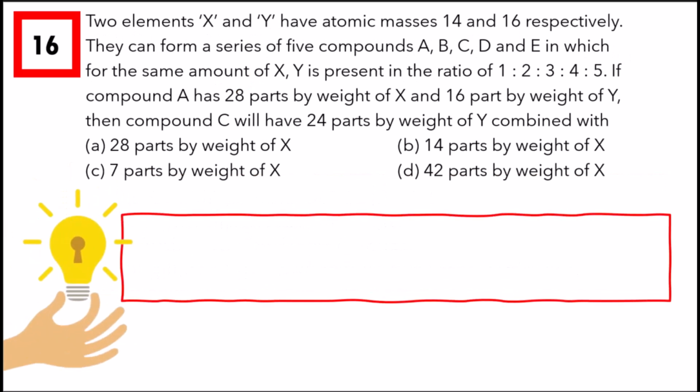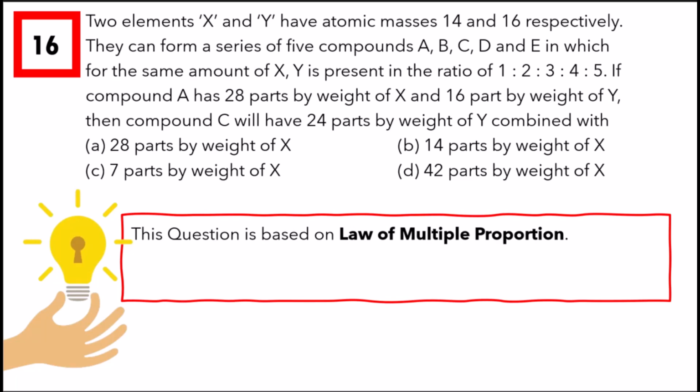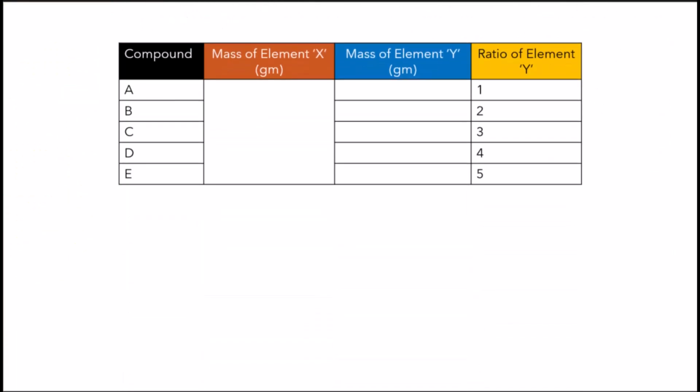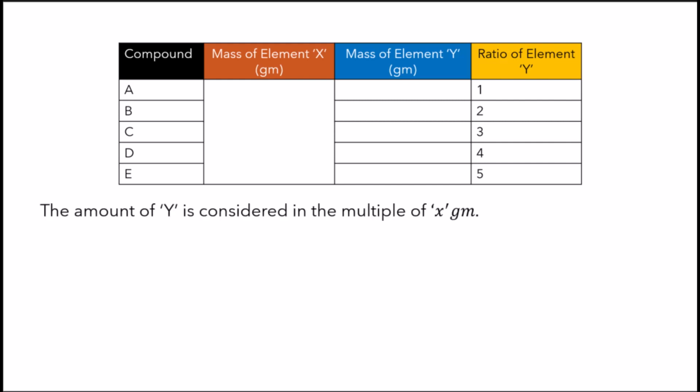Now, this question is based on the law of multiple proportions. And here, a total of 5 compounds are formed between element X and element Y. Out of the two elements X and Y, the amount of X remains the same and the amount of Y is variable. So let us solve it by making a table. We have the five compounds A to E in which the ratio of element Y is 1 is to 2 is to 3 is to 4 is to 5. Now, suppose the amount of element Y combined is a multiple of x gram. In that way, we have element Y as x, 2x and so on.